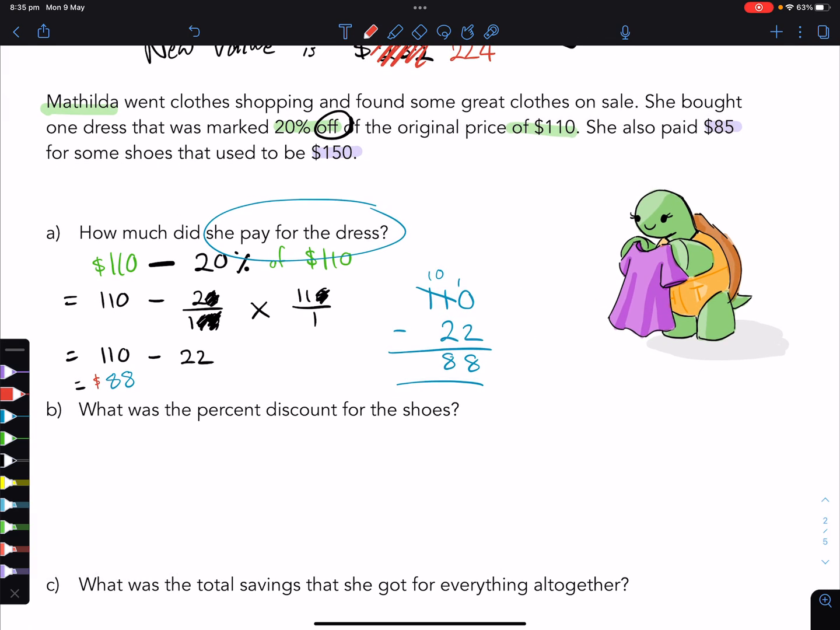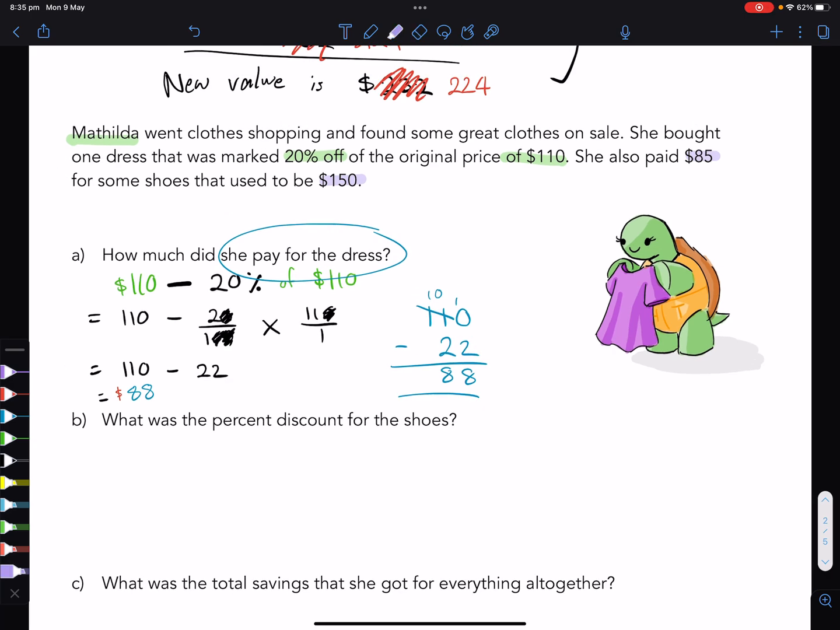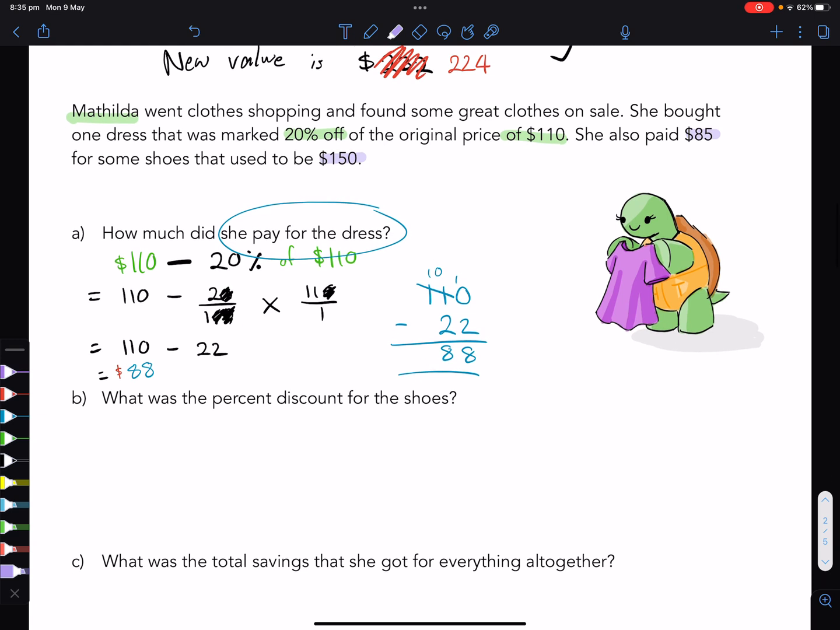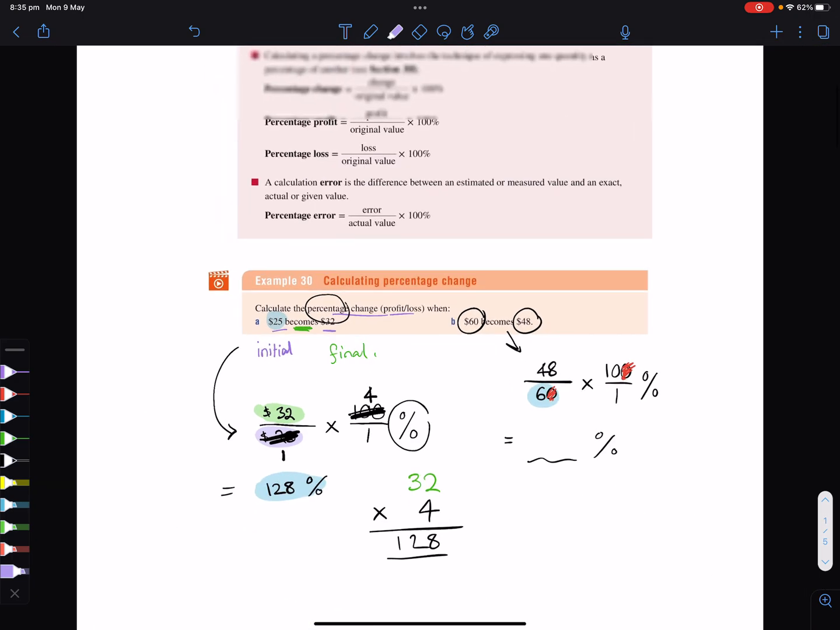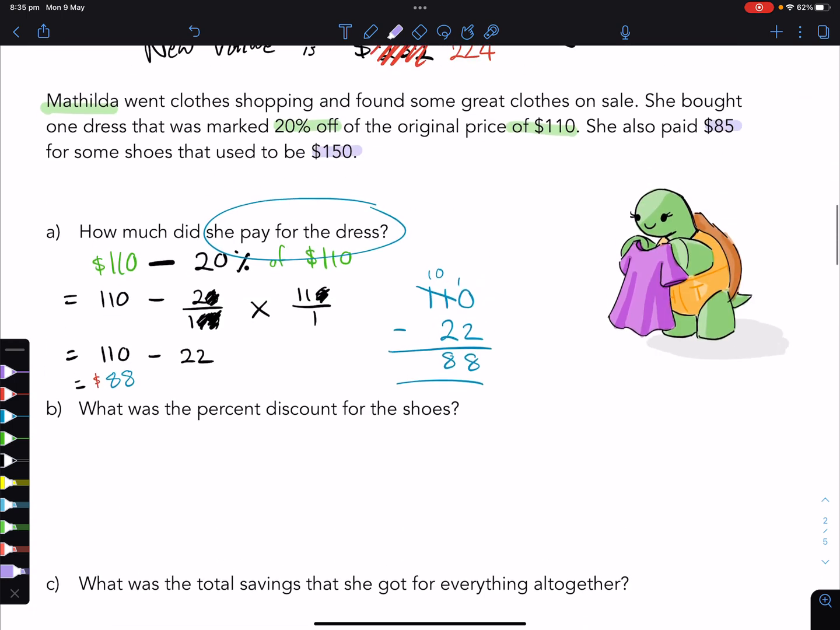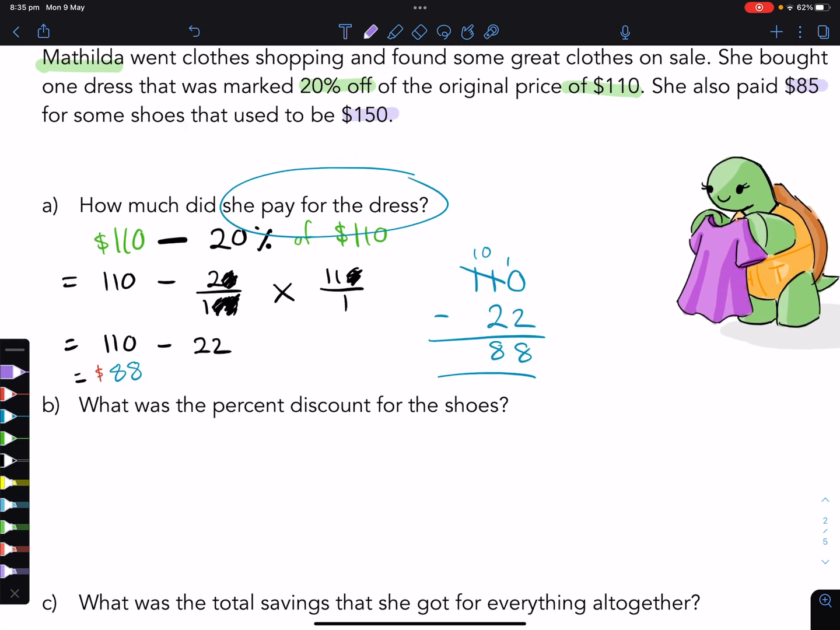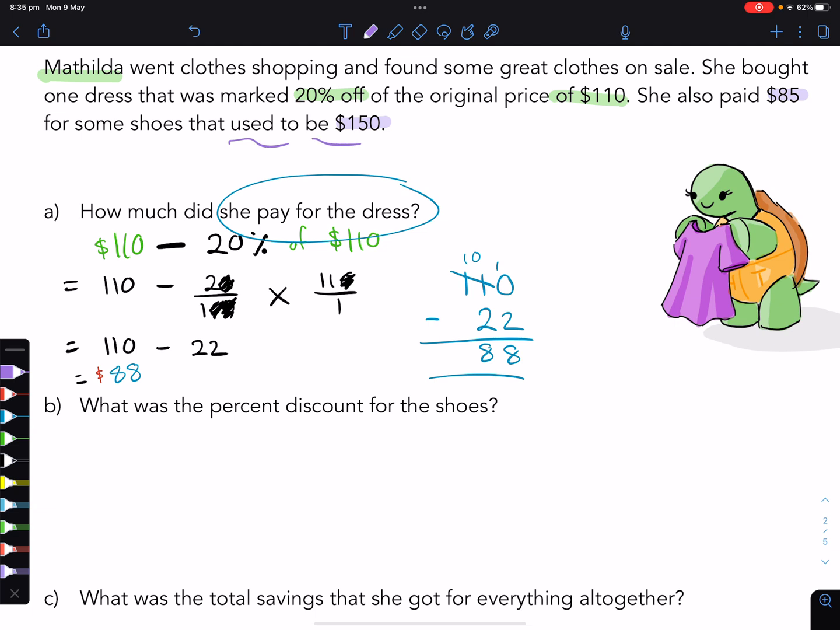Wonderful. Let's return to the other bit that I was referring to, the purple part of the word-based problem. The purple bit is lining up with this video's content, which is you get some information, and we want you to tell me the percent. She paid $85 for some shoes that used to be $150. Now, if you recall from our first step, what is my initial number and what is my final number? My initial or my reference point should always be in the bottom of my fraction for this to work. It says it used to be $150, so that will be in the bottom of my fraction. The price is now $85.